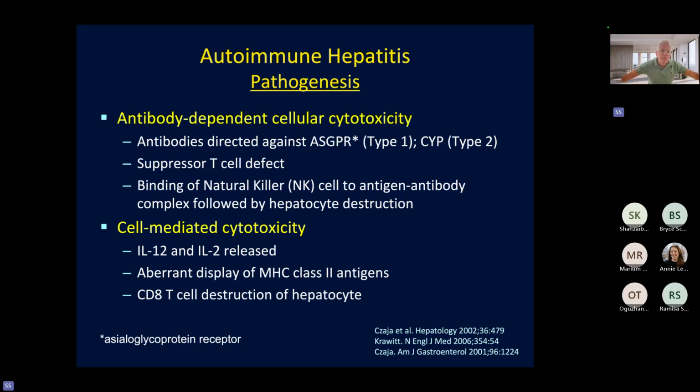And so again, this involves both humoral and cell-mediated immunity. The cytokines that are released include IL-12 and IL-2, both potent pro-inflammatory cytokines. And again, we have this display of MHC class II antigens, which present an altered peptide that is recognized as self. This results in the production of CD8 T cells, which lead to the destruction of hepatocytes.